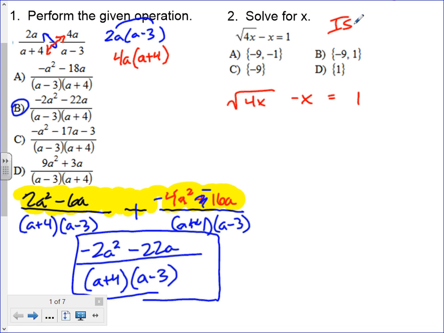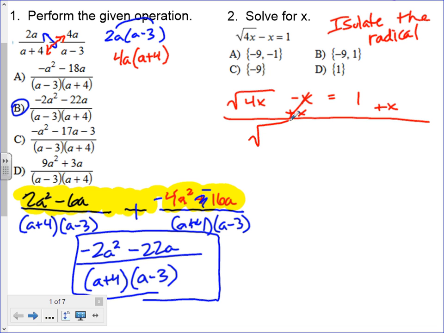Good. Hopefully you got tired of me saying this. Isolate the radical. So what's on the same side as the radical? A negative x. Add x to both sides. What do you get over here? 1 plus x, or if you want to put it in descending order. But what do you not get? You do not get 1x, because 1 and x are not like terms. So you can't just say 1x. No, you got to keep them separate.